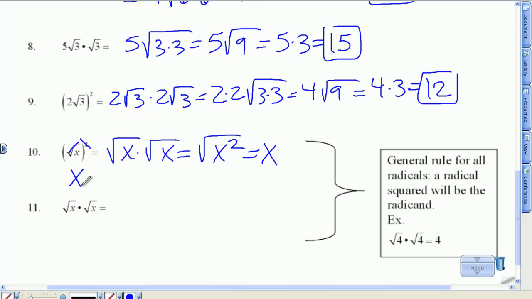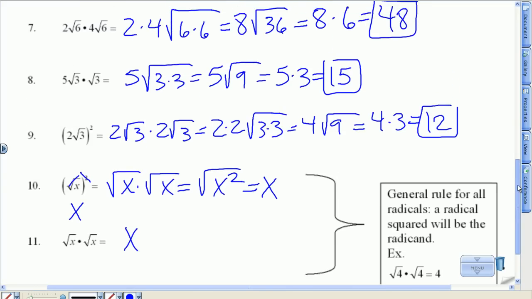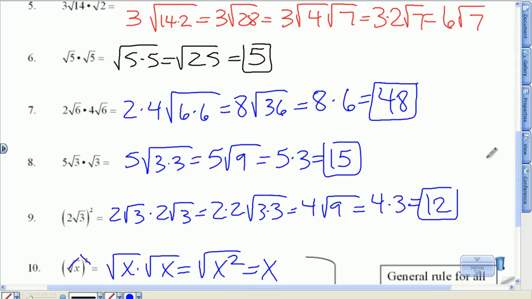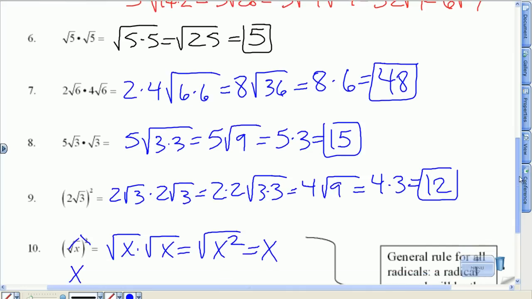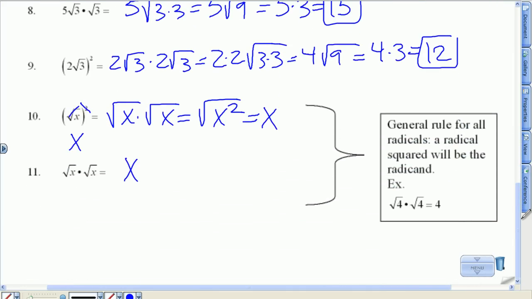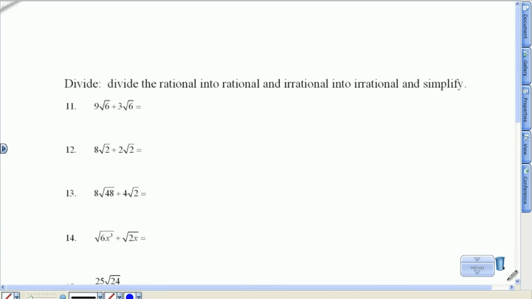When you multiply a radical by itself, the radicals are going to disappear. The work you've done a couple of times. Radical 3 times radical 3 was radical 9, which gave you 3 in problem 8. Same thing in problem 9. You saw it in problem 7. When you multiplied radical 6 times radical 6, you got radical 36, which was 6. So that pattern is nothing new. You've seen it in a couple of problems.